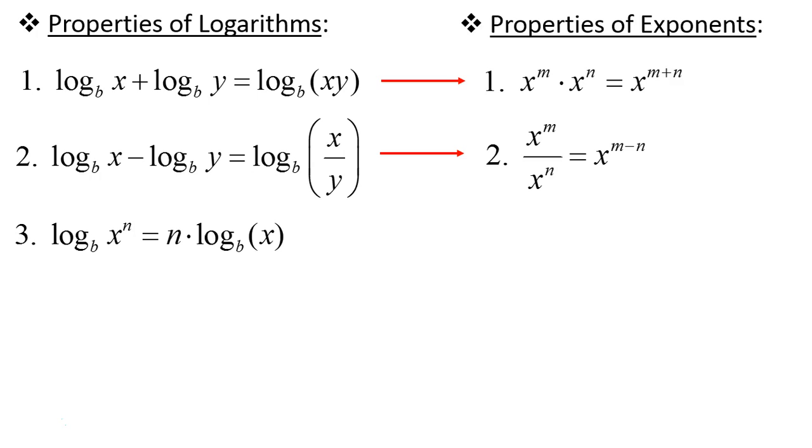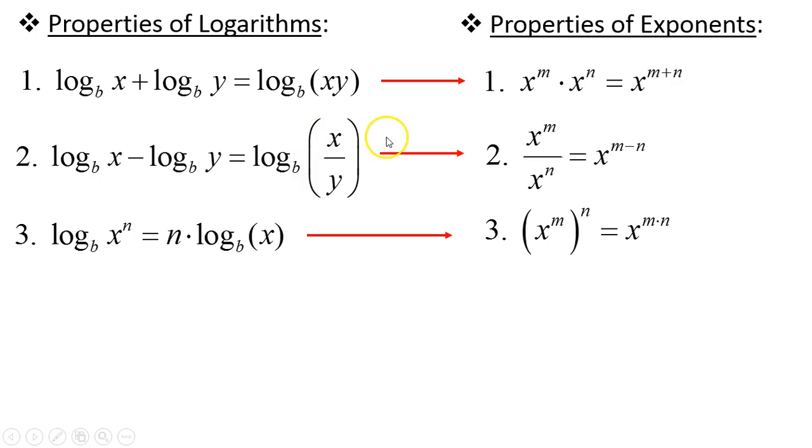Third log property I want to go over is this one. It says log with a base of b of x to the power n is equal to n times log base b of x. Again, take it to properties of exponents. I think it'll help to clarify this a little bit better.